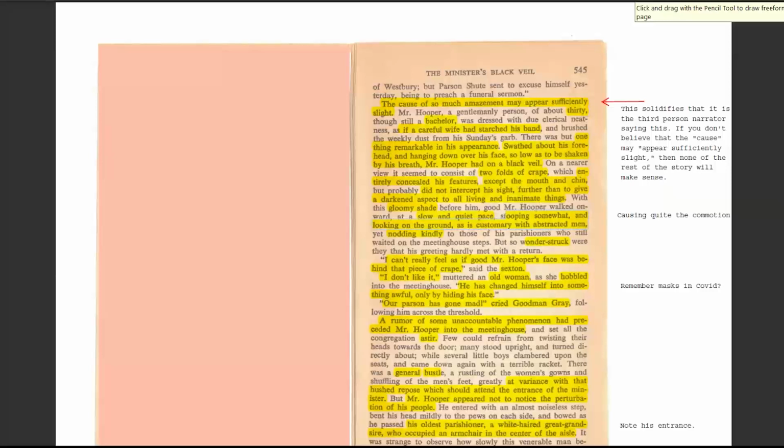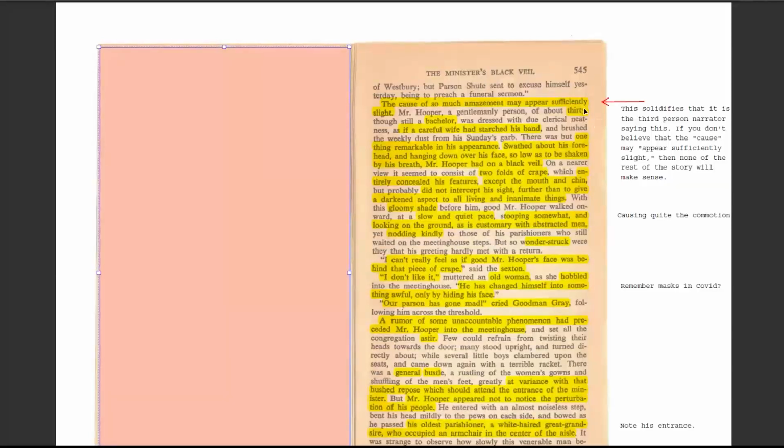"Mr. Hooper walked onward at a slow and quiet pace, stooping somewhat, and looking on the ground as is customary with abstracted men, yet nodding kindly to those of his parishioners who still waited on the meeting house steps." So he's walking, he's abstract, which means he's a thinker. He's stooping somewhat, not like an older guy. He's only, right? He's about 30.